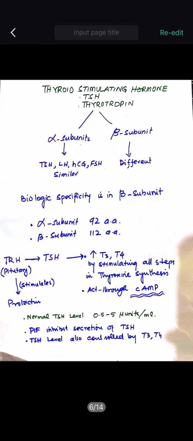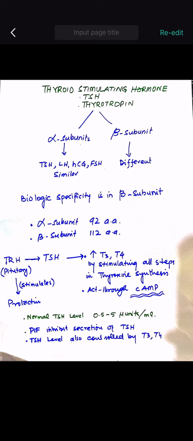Thyroid stimulating hormone, TSH or thyrotropin, has an alpha subunit and a beta subunit. I already told you that the alpha subunit is common to TSH, LH, HCG and FSH, but the beta subunit is different. Biologic specificity is due to the beta subunit. The alpha subunit has 92 amino acids and the beta subunit has 112 amino acids.